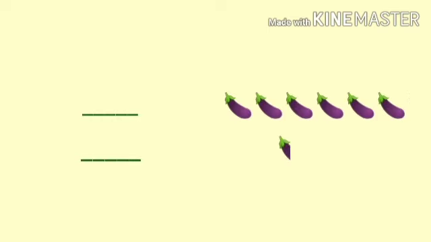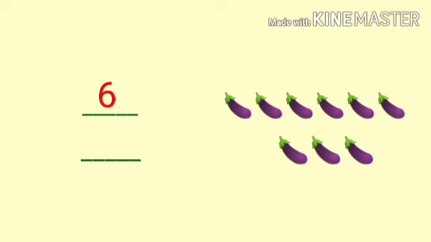Let us see the last question. Here we have some brinjals in 2 lines. Now, to get vertical addition, we should write the numbers corresponding to these brinjals one below the other. First, we count the number of brinjals in the first line. How many are here? 6.